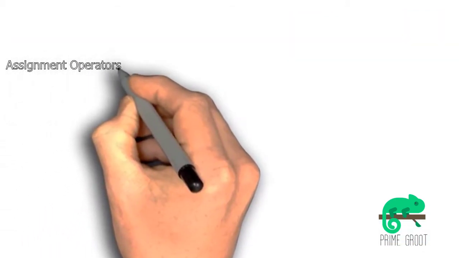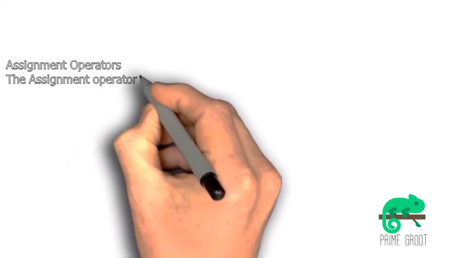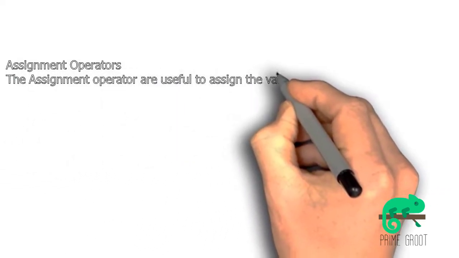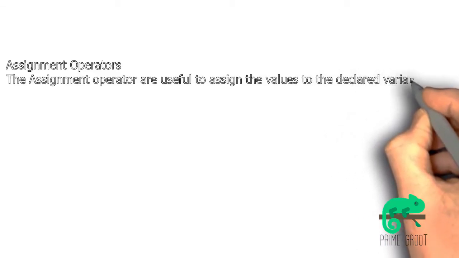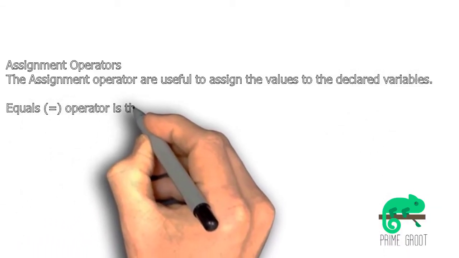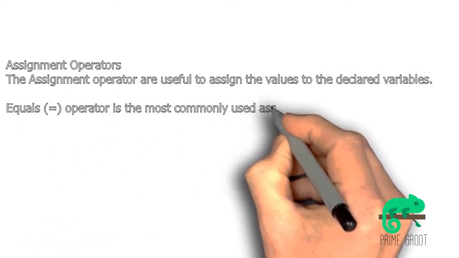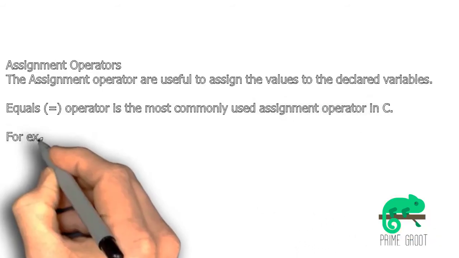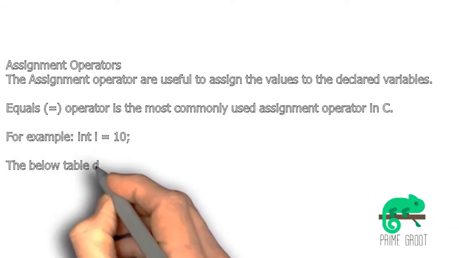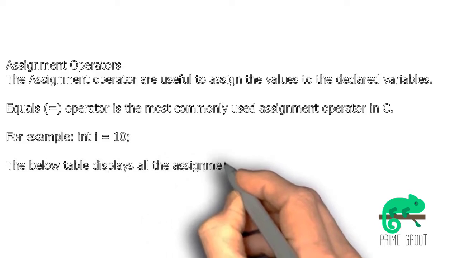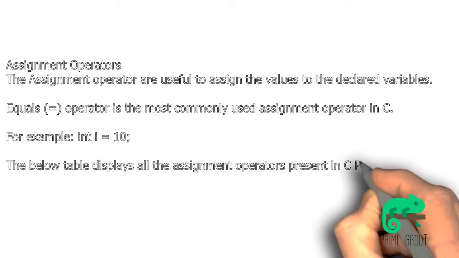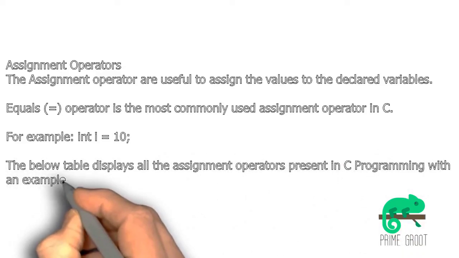Assignment operators. The assignment operators are useful to assign values to the declared variables. Equals operator is the most commonly used assignment operator in C. For example, int i equals 10. The below table displays all the assignment operators present in C programming with an example.